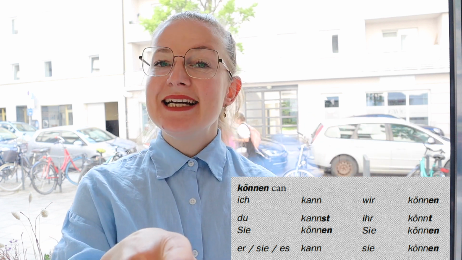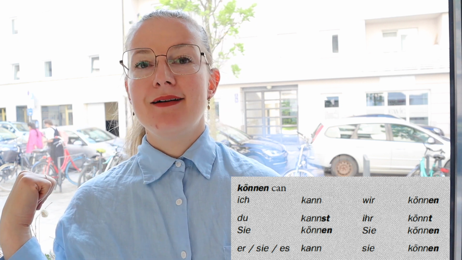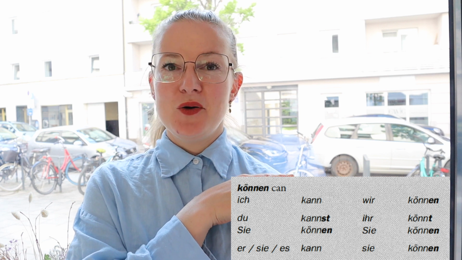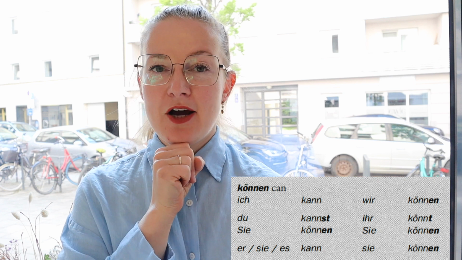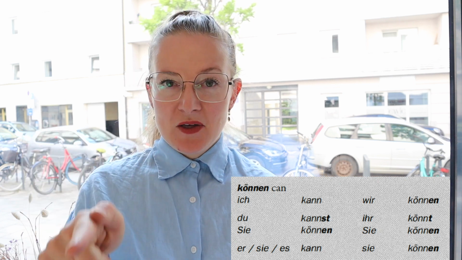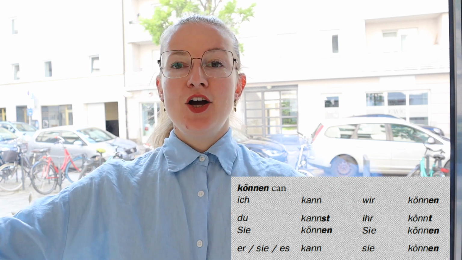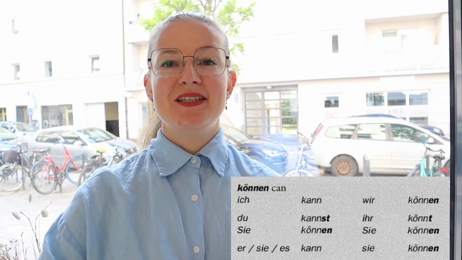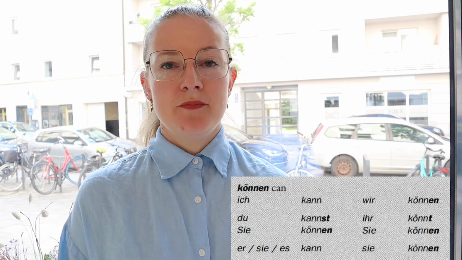Du kannst Deutsch. Er kann Deutsch. Sie kann Deutsch. Es kann Deutsch. Now you know, as for das Mädchen, for example, right? So the girl can speak German. Wir können Deutsch. Ihr könnt Deutsch. Sie können Deutsch. So what happens?